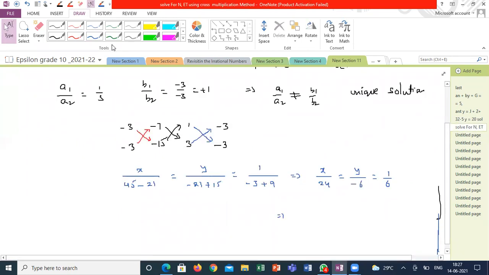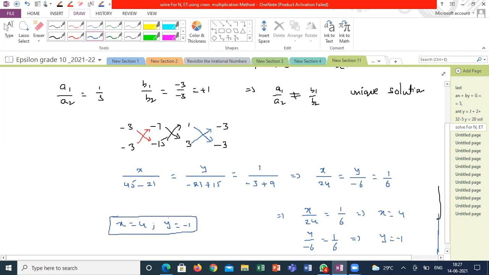So what is the x value here from this? To calculate the x value, take the x ratio and constant ratio, that is x is equal to 4. Correct? Y by -6 is equal to 1 by 6, so y is equal to -1. So the solution x is equal to 4, y is equal to -1 for the given pair of linear equations. That's it.